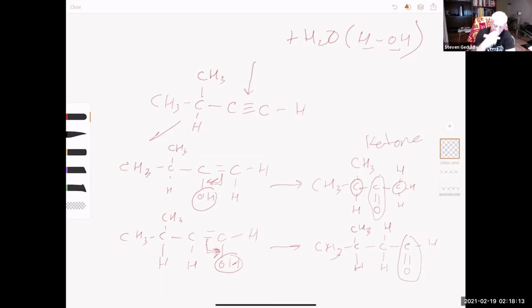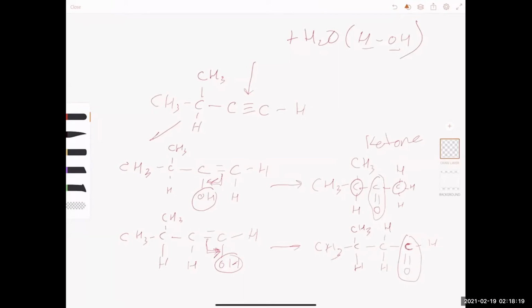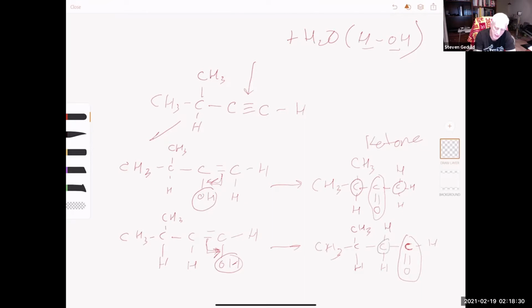Okay. Look at the carbonyl group on the bottom one. This carbon. Is this an aldehyde or a ketone? It's an aldehyde because there's a carbon attached and a hydrogen attached to the carbonyl carbon. That makes it an aldehyde. Perfect.